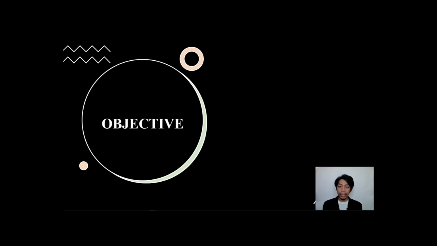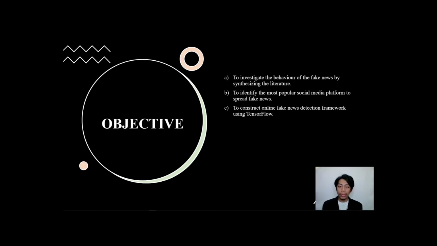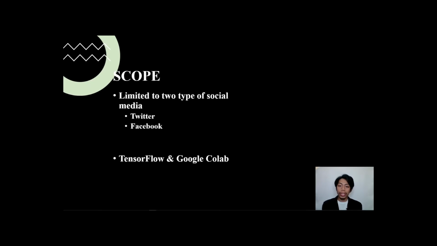Next is the objective. I have three objectives in this project. First is to investigate the behavior of fake news by synthesizing the literature. Next is to identify the most popular social media platform to spread fake news, and the third is to construct an online fake news detection framework using TensorFlow. This project is also limited to only two types of social media, which are Twitter and Facebook. Twitter and Facebook are suitable for this project because they have a similar type of presentation when delivering any type of news.